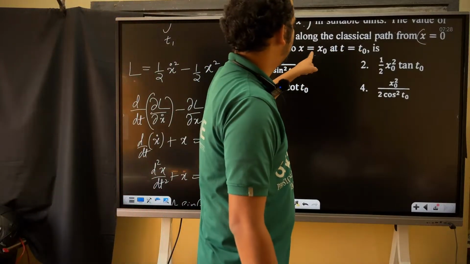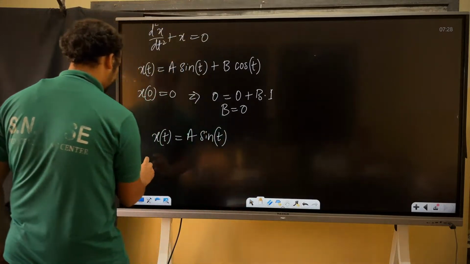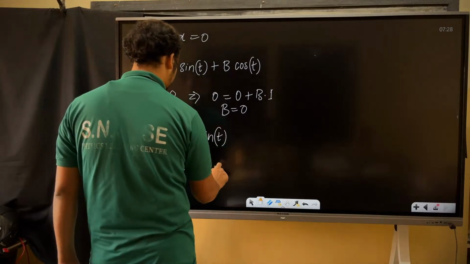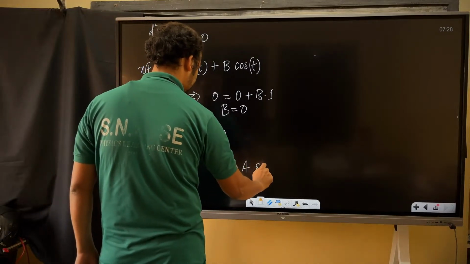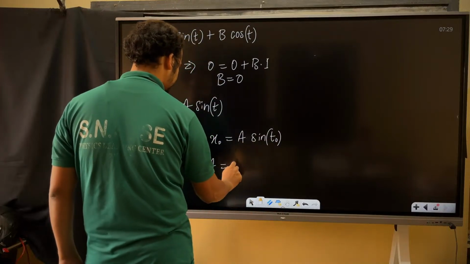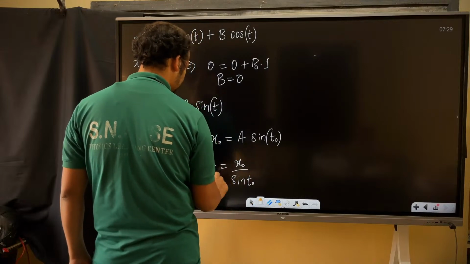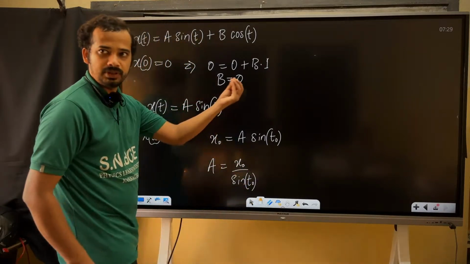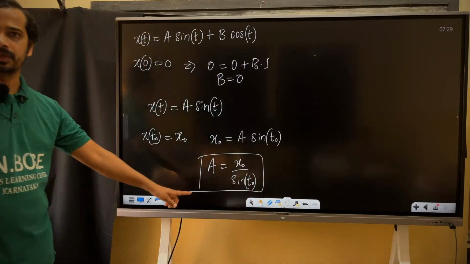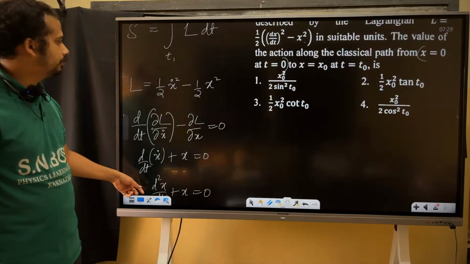At t naught, you have x naught. Am I right? Speak up. x at t naught is equal to x naught. So x naught is equal to A sin t naught. A is equal to x naught by sin t naught. Now I will not use this in the equation. I will substitute this one later, the A value, I'll substitute it later. Fine. I'll keep the symbol A only. Then what I have to do?